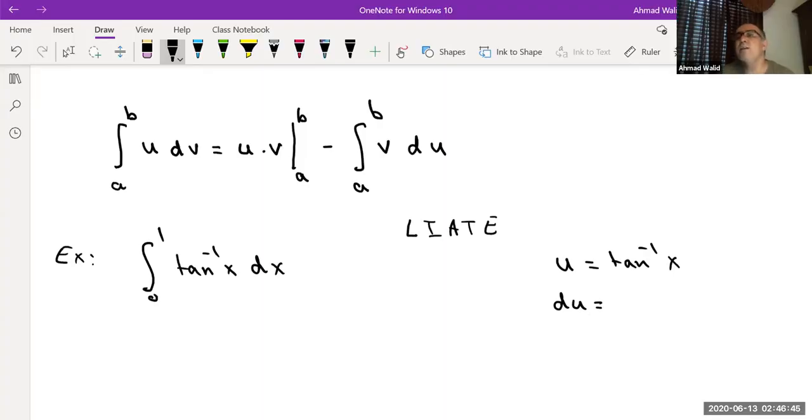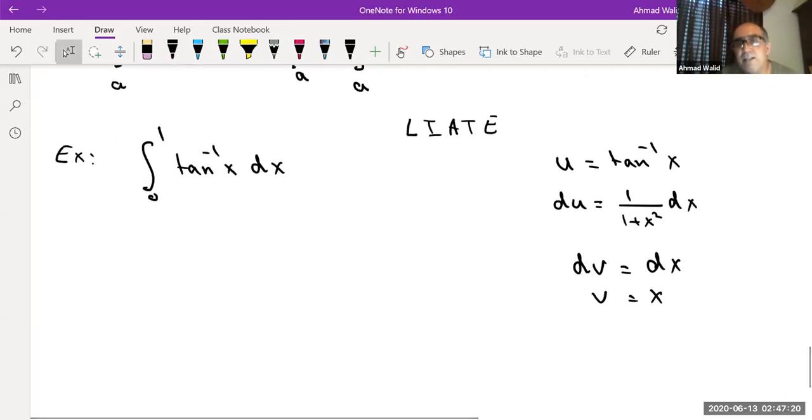what is the derivative of inverse tan x? I just proved it the other day for you. The derivative of inverse tan x is 1 over 1 plus x squared, right? And you have to put dx here. Now, your dv is dx. Then v is what? If dv is dx, what is the integral of dx? The integral of dx is x, right? Again, calculus 1, the integral of dx is x, right?